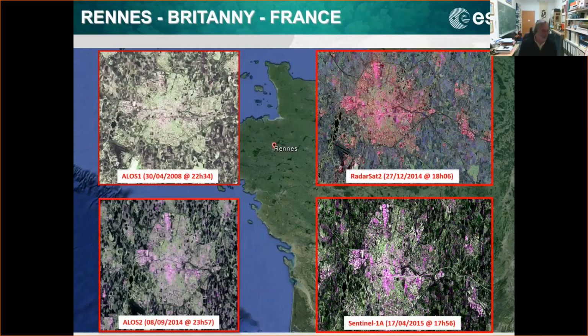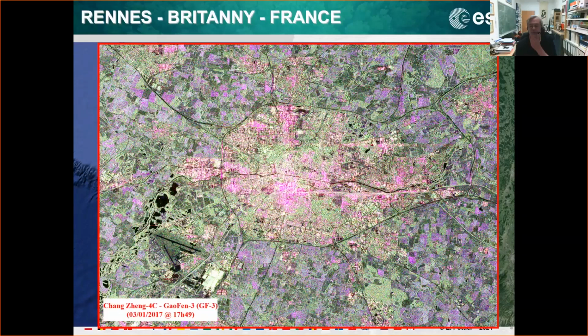polarimetric SAR images of my area, which were measured with ALOS-1 some years ago, the Japanese space-borne sensor, with RADARSAT-2, the Canadian space-borne sensor, ALOS-2, Japanese, and Sentinel-1. And recently, we got an image of our area with the Chinese system, Gaofen-3, GF3, which is a very, very nice fully polarimetric SAR system. We shall come back to this sensor later on.